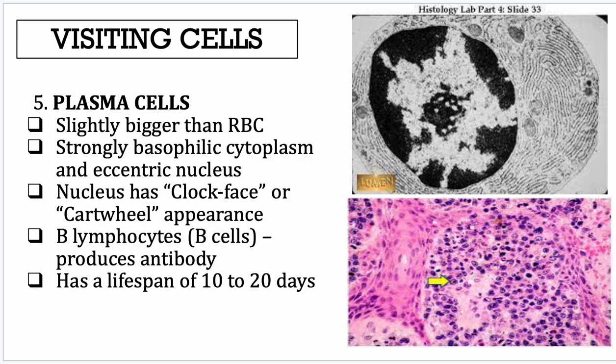Next is your plasma cells. Plasma cells, they are slightly bigger than your RBC. They are strongly basophilic cytoplasm and eccentric nucleus. So the nucleus has a clock face or cartwheel appearance. So one example would be your B lymphocytes. They produce antibody and have a lifespan of 10 to 20 days.